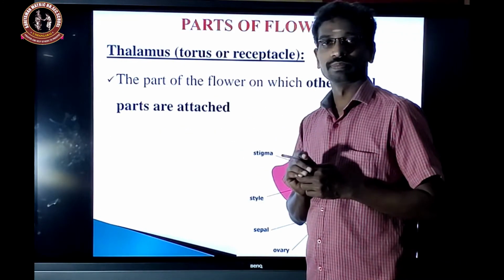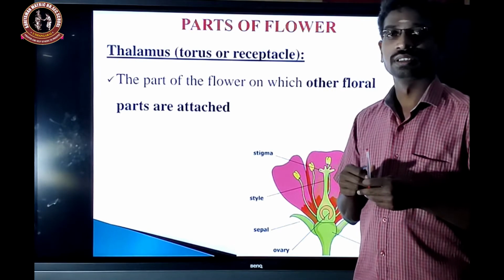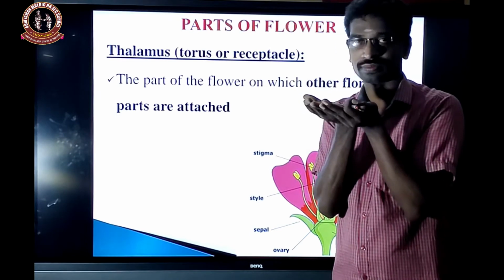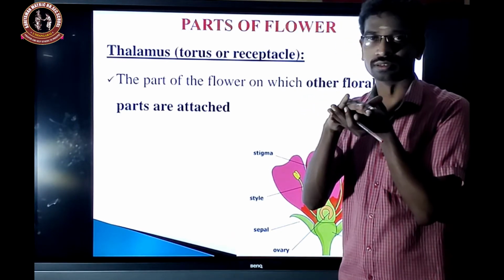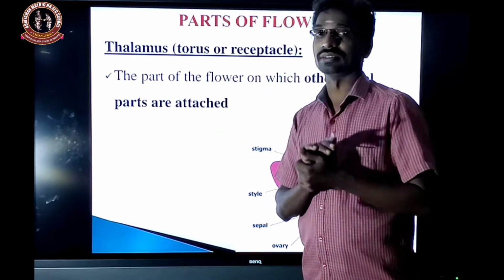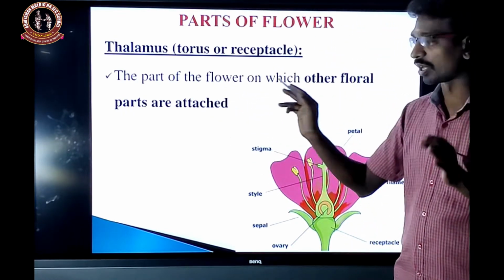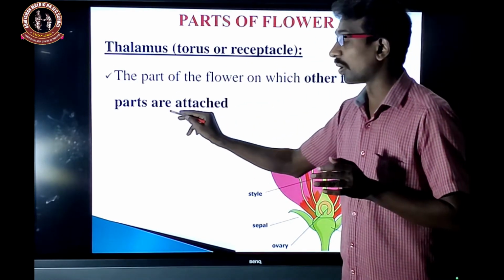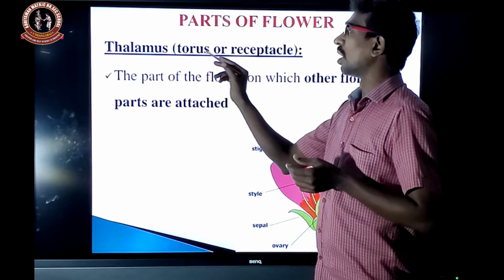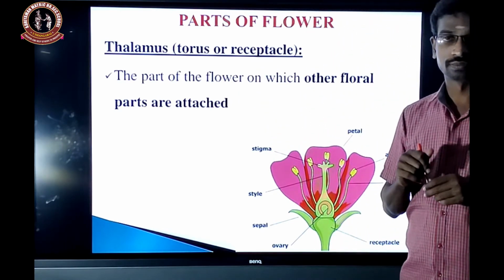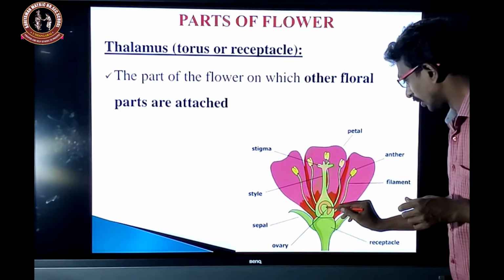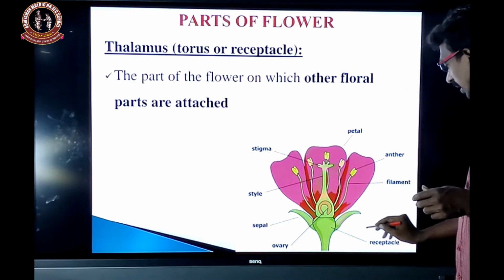Next, the thalamus, the flattened structure. Here, all the floral parts arise from the flattened structure. It is the part of the flower on which the other floral parts are attached. The particular region is called thalamus or torus or receptacle. So in this region all the floral parts are attached. That is a receptacle.